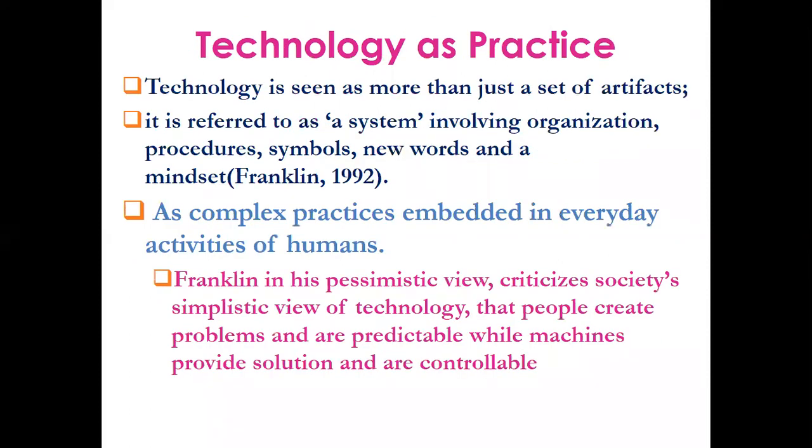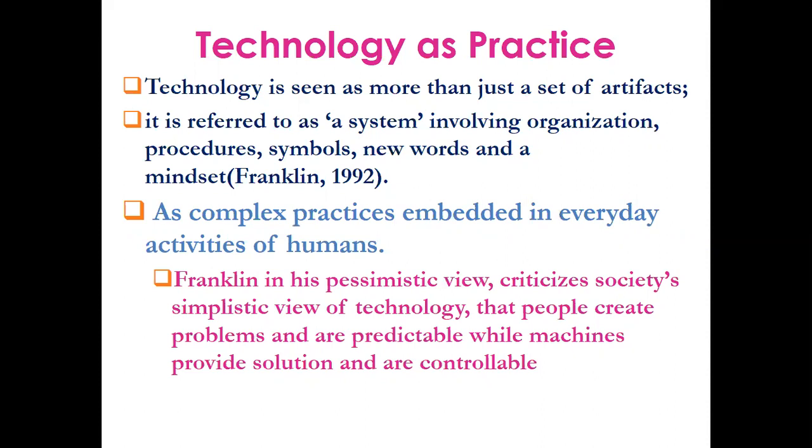In this definition, we do not see those elements being added to it, even though that should be the case. And the third is technology as practice. Technology is seen as more than just a set of artifacts. So they move from seeing it as just an artifact and began to refer to it as a system, which involves organization, procedures, symbols, new words, and a mindset. And I believe that you, IT students, will understand this better: before you arrive at an artifact, the things that it goes through.